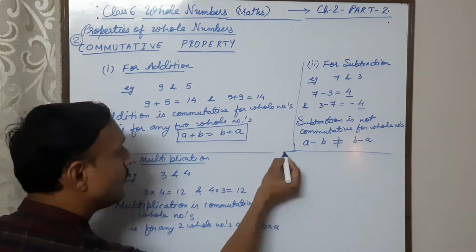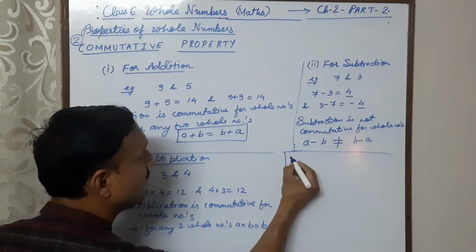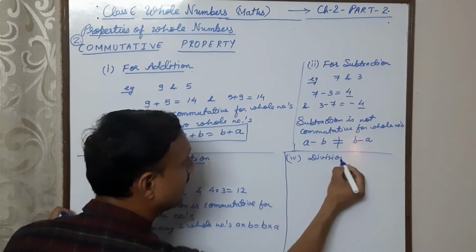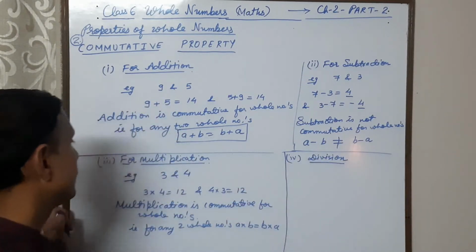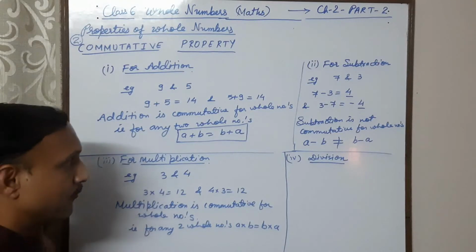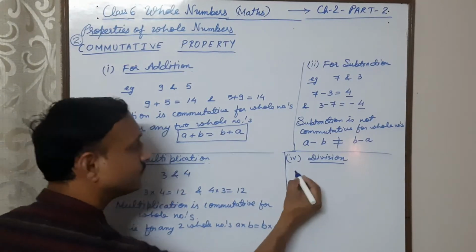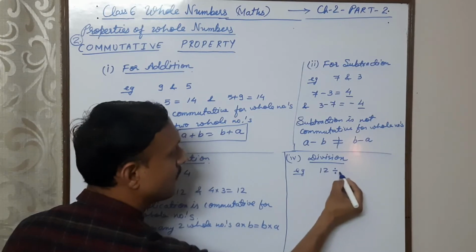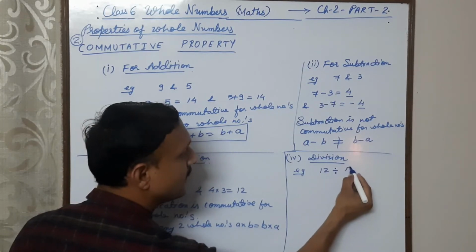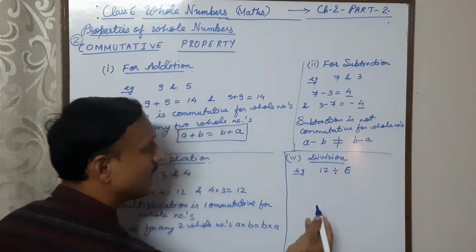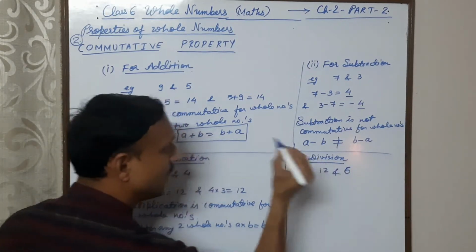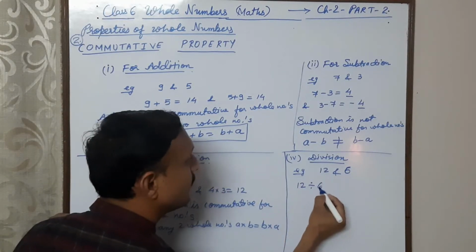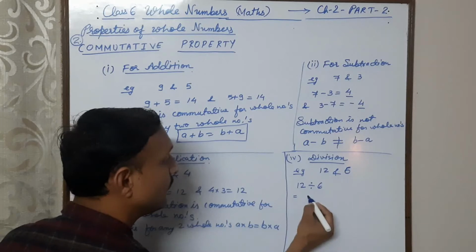Now, the fourth one, division property. Let us check whether division is commutative or not for whole numbers. Let us take an example. Suppose I take two numbers, 12 and 6. Now let us divide 12 divided by 6. 12 divided by 6 equals 2.